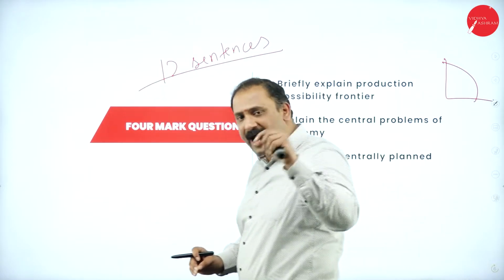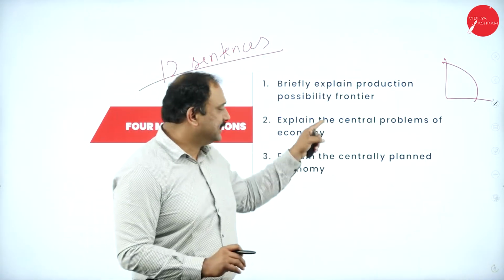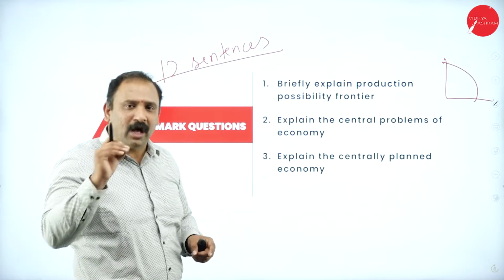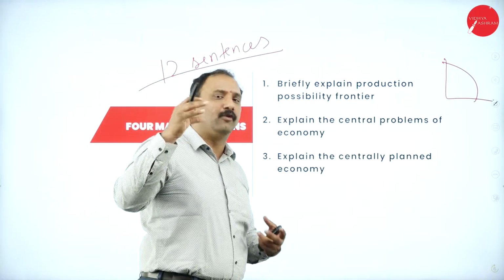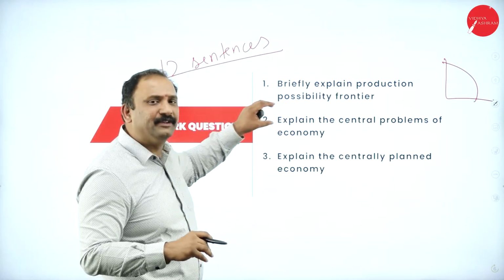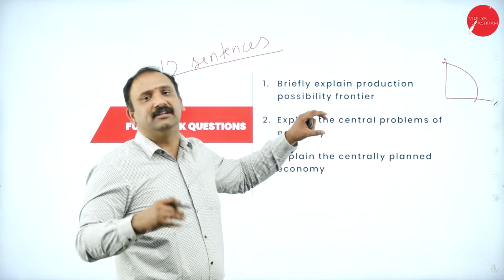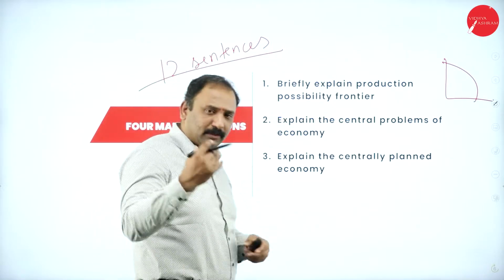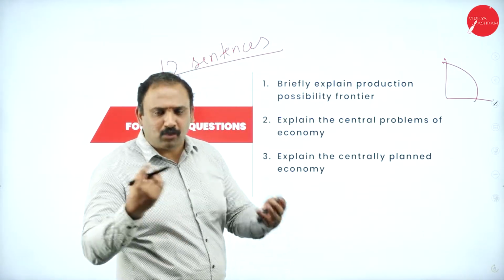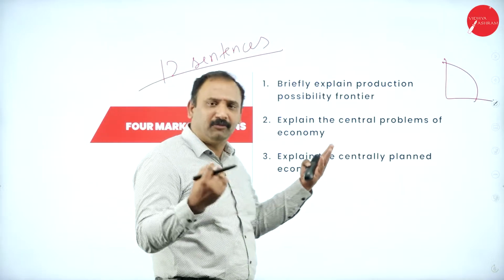When you are trying to answer a question like this, on the central problems of economy, how to produce, for whom to produce and what to produce, you have to give an example. When I use the word how, that means the technological factors, the methodologies. For whom means for the people. And what needs to be produced means what is the best thing that would be available for the people.